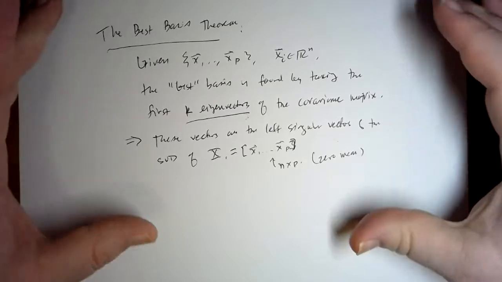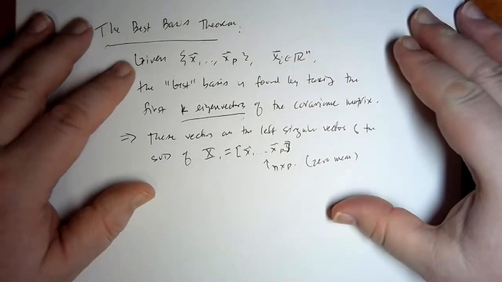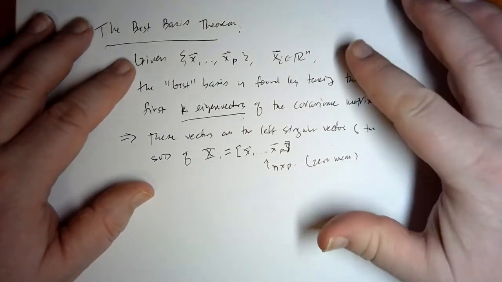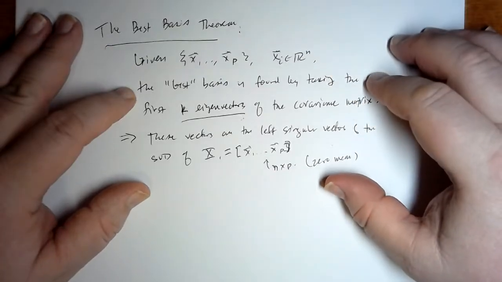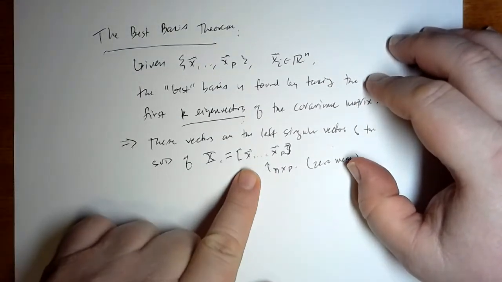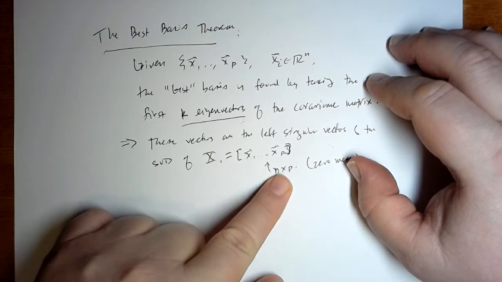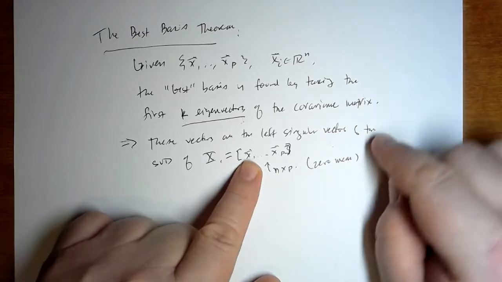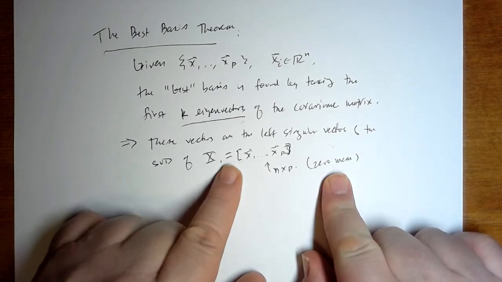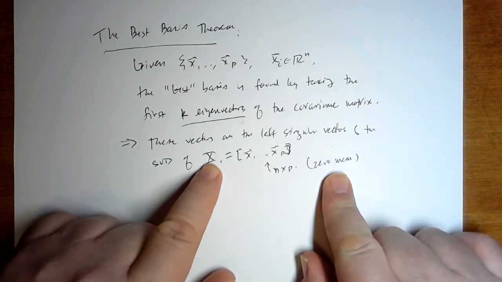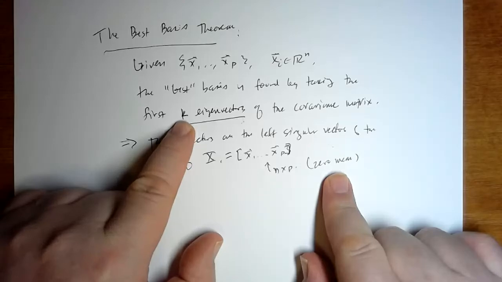Sorry about that. So the best basis theorem says that if I give you p data points in Rn, then the best basis is actually found by getting the matrix X together, the n by p matrix with your data, subtracting the mean, and then taking the SVD, and the first k basis.